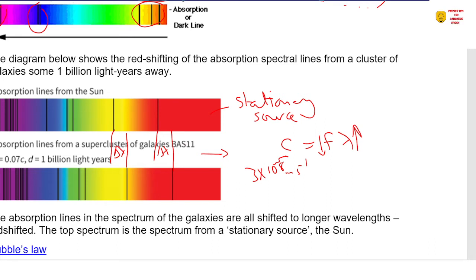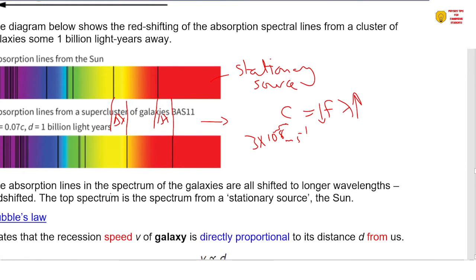So absorption lines in the spectrum of galaxies are all shifted to longer wavelengths, that is, redshifted. The top spectrum is the spectrum of the stationary source, the sun. We are going to say stationary in inverted commas. Why? Because we know the sun moves. But this is what we observe in the laboratory. But then from distant galaxies, this is what we get.